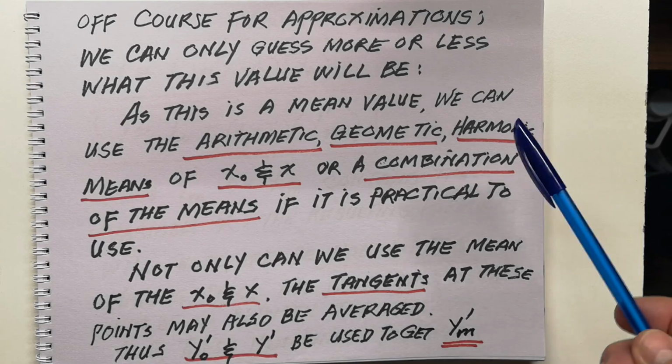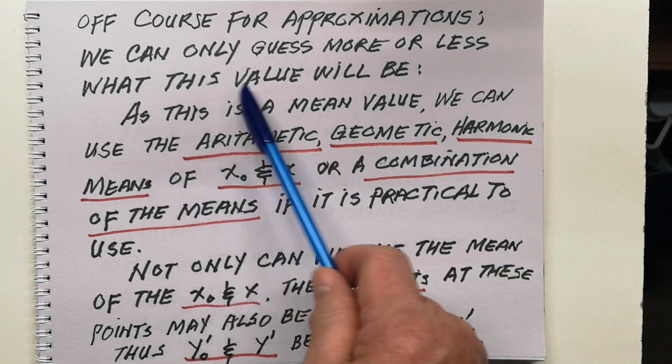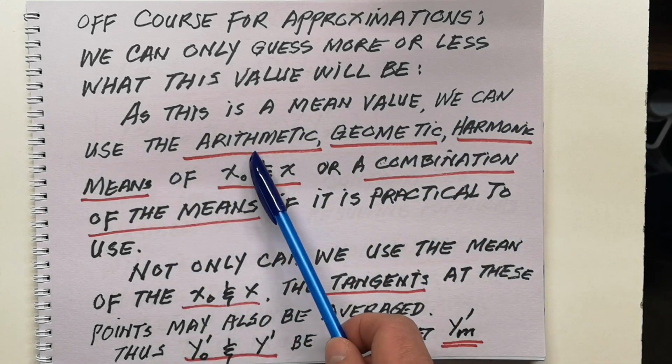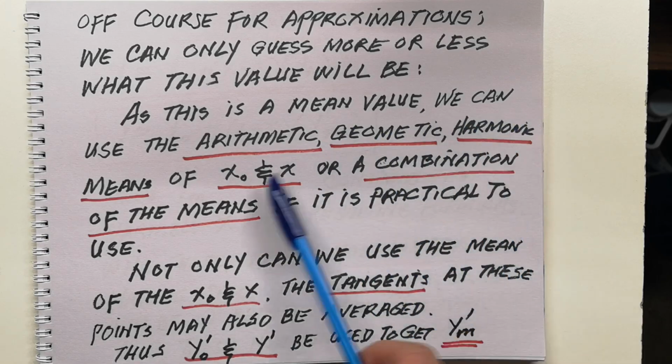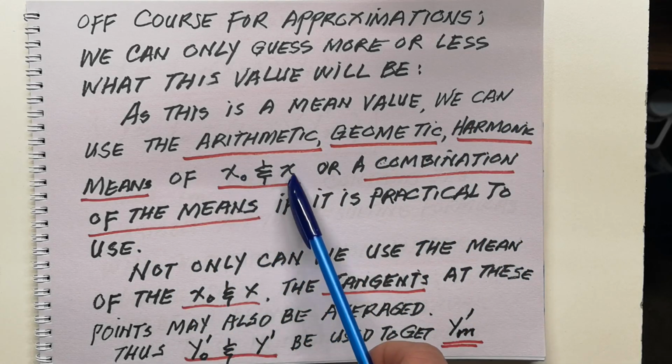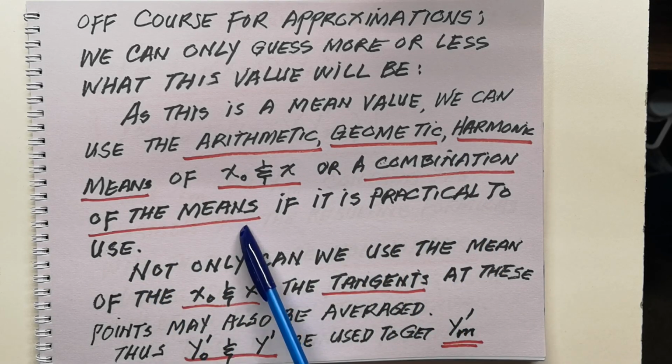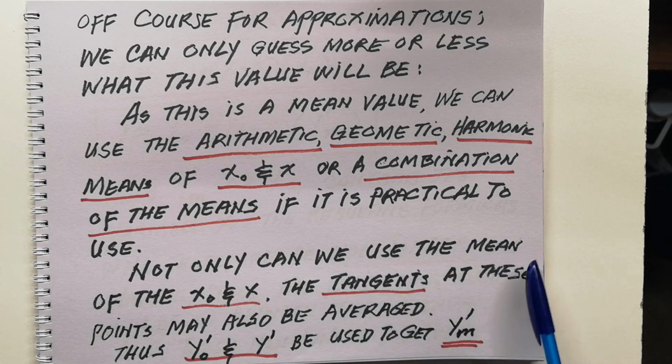And for approximation, we can only guess more or less what this value will be. As this is a mean value, we can use the arithmetic, geometric or harmonic means of x and x0, or a combination of the means, if it's practical to use. Not only can we use the mean of x0 and x, the tangents at these points may also be averaged. Thus, y prime at 0 and y prime can be used to get y prime at m.